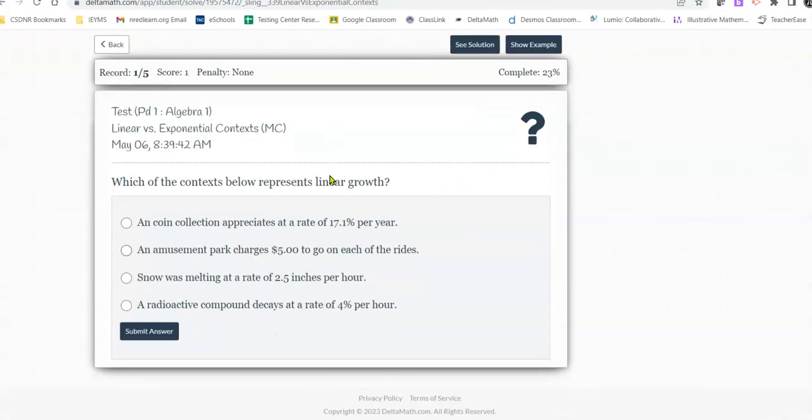Again, next problem. Which one represents linear growth? Linear growth has to have a common difference, so it cannot be a percentage. All right, amusement park charges $5 to go on each of the rides, or snow was melting at a rate of 2.5 inches per hour. So this one here is a constant linear rate, so it's just $5 per ride. The snow is melting at a rate of 2.5 inches per hour.